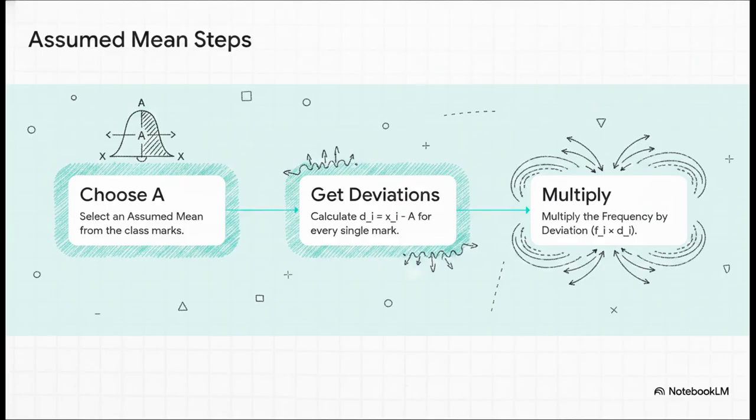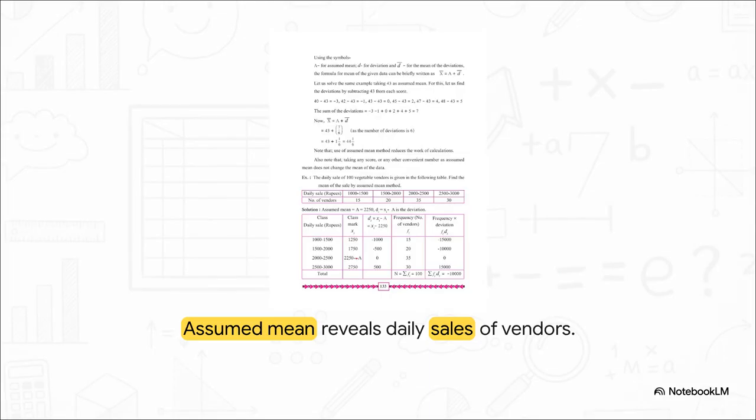The algorithm is beautifully simple to follow. Step 1. We strategically choose an assumed mean, A, usually a class mark picked right from the middle of our table. Step 2. We subtract this assumed mean from every single class mark to find our deviations. And Step 3. We multiply those new deviations by our frequencies. This drastically shrinks the actual numbers we are working with on our paper. Let's study a real-world example of 100 vegetable vendors.